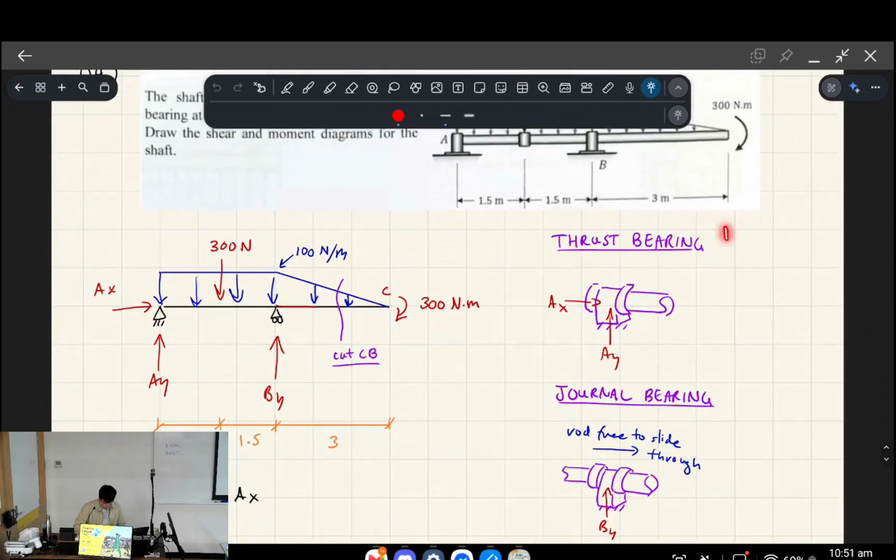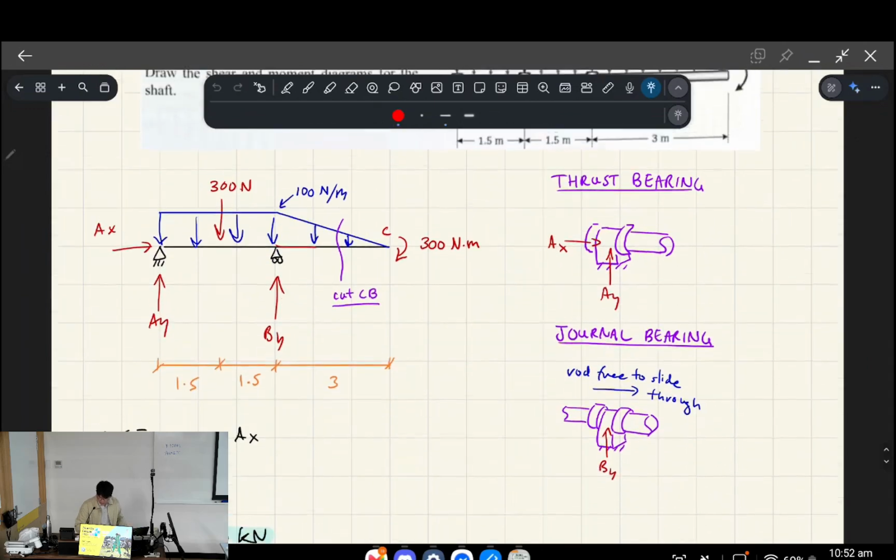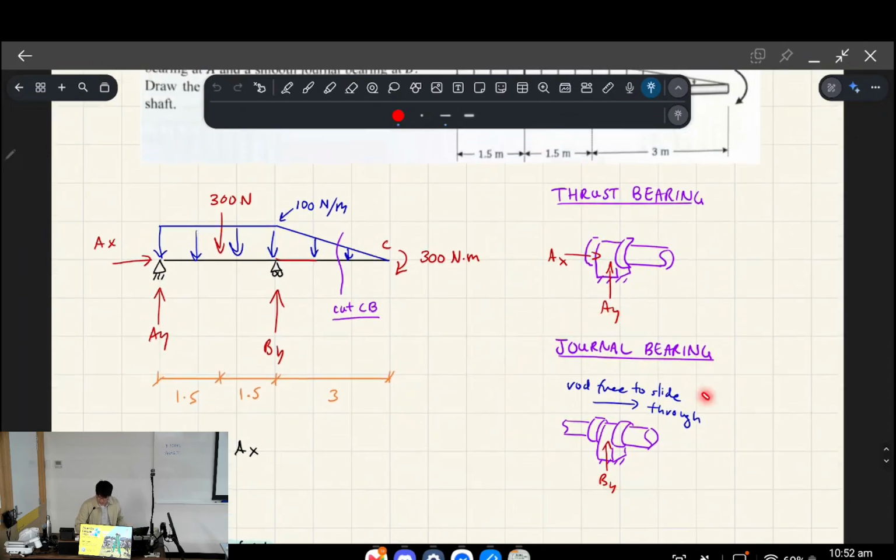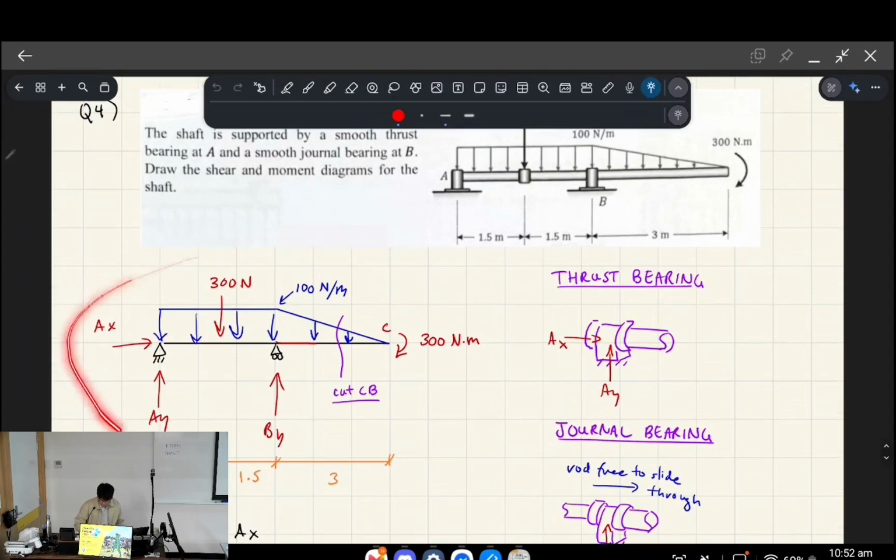Okay, so the first thing you realize is that a thrust bearing and a journal bearing are pretty much just pin supports and roller supports, effectively. Because if you think about it, a thrust bearing is something that will support not only the normal forces, but also resist tangential forces. Whereas a journal bearing, which allows this rod to freely slide through it, is basically a roller support. So that's the equivalent. These are now mechanical engineering terms.